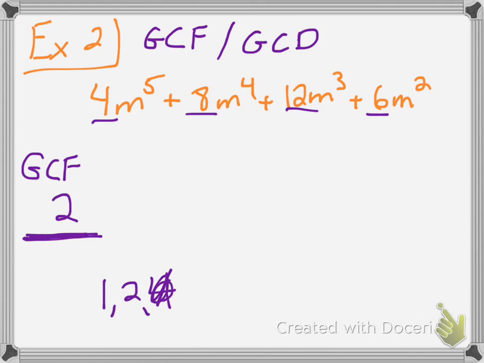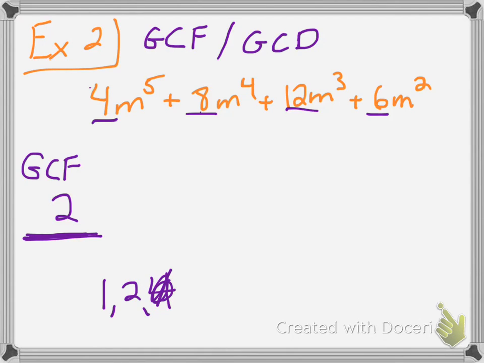Well, I know 2 divides any even number. 2 divides 4 evenly. 2 divides 8. 2 divides 12 perfectly. 2 divides 6 perfectly. That's about all I got. So I took care of the number. I found the greatest common factor of all 4 of those numbers.